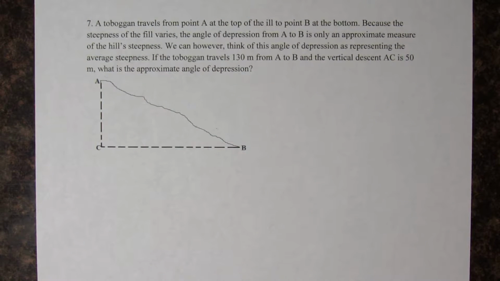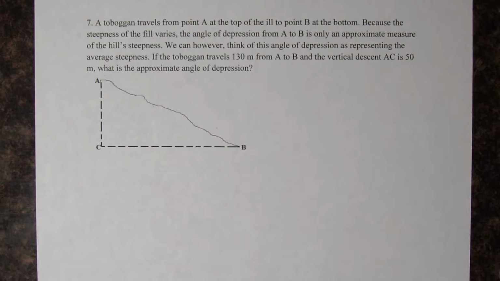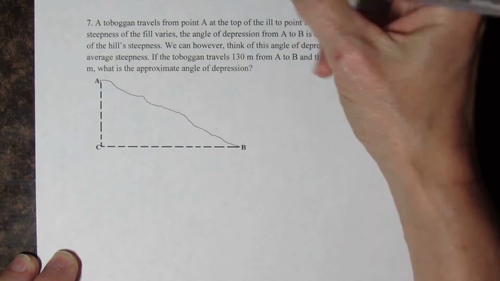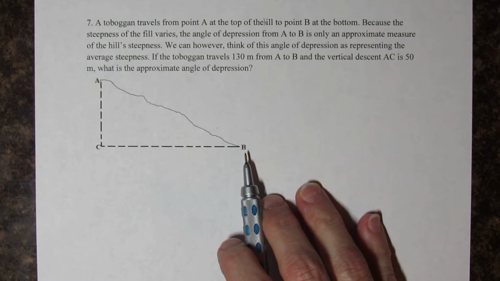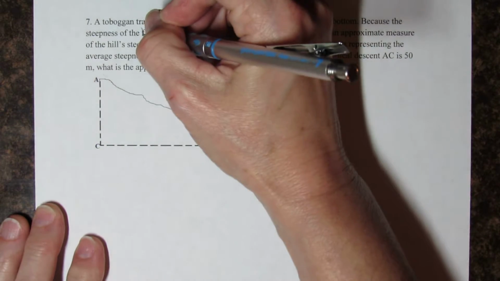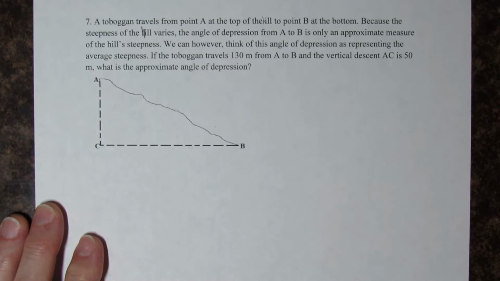Okay, so we've got one more application here. It says a toboggan travels from point A at the top of the hill to point B at the bottom. Because the steepness of the hill varies, the angle of depression from A to B is only an approximate measure of the hill's steepness. We can, however, think of this angle of depression as representing the average steepness.